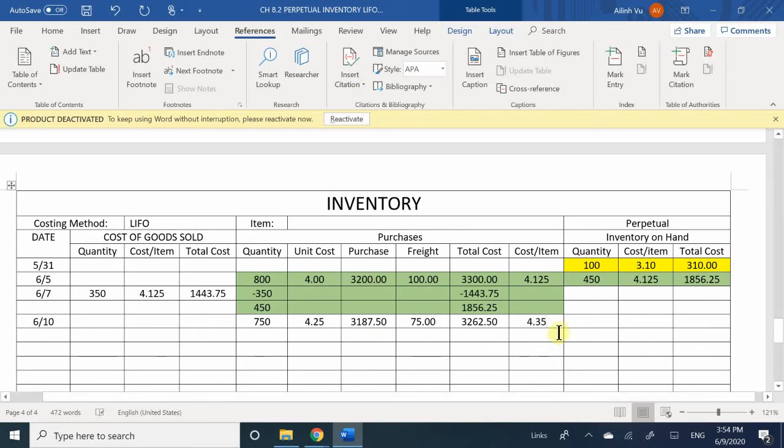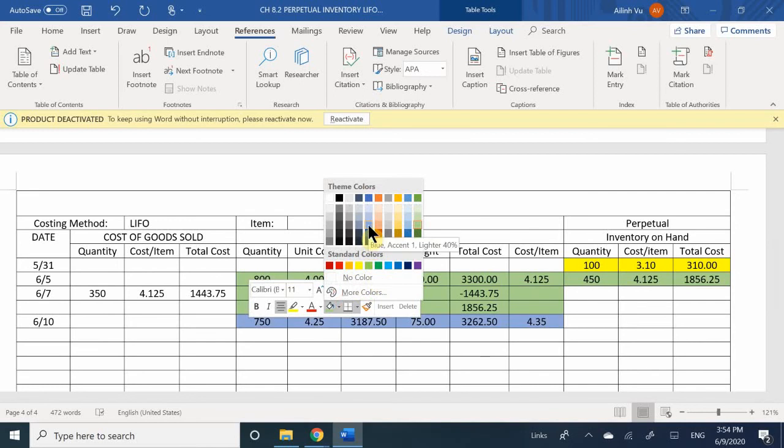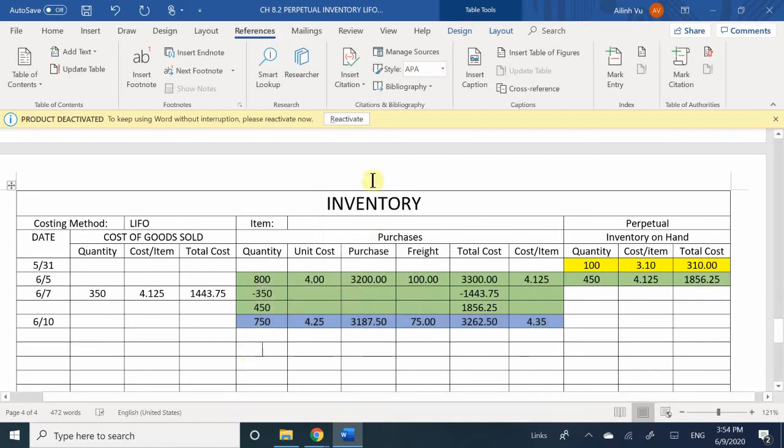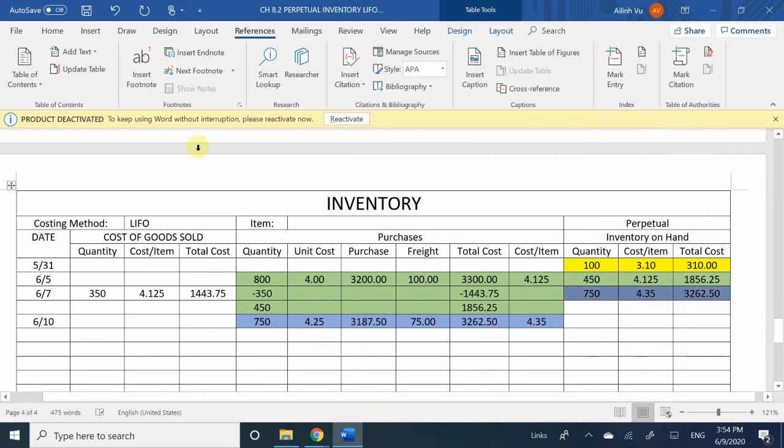And then now we have a new batch, so I'm gonna go ahead and color it purple. All right. So I'm gonna go ahead and add this here. 750 at $4.35. And it's going to cost me a total of $3,262.50. And I'm going to highlight this and make it purple. Okay. All right, now we have 3 batches to work from.